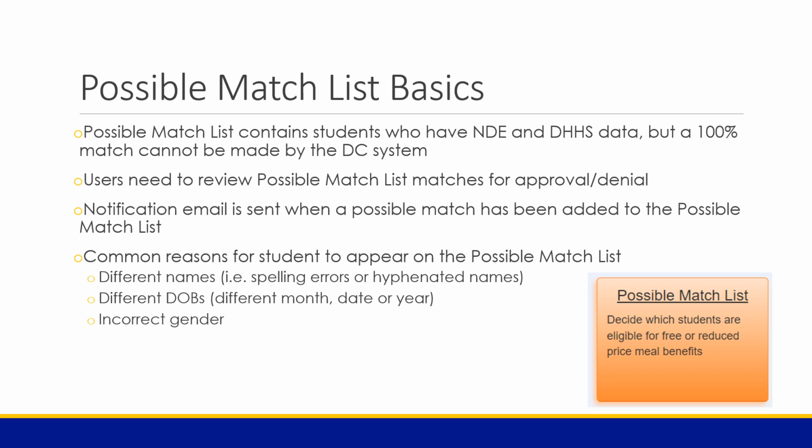Notification emails are sent when possible matches have been identified, and some common reasons for students to appear in the possible match list and not the verified match list include slight differences in their name, maybe a spelling error or hyphenated last names, possibly different dates of birth because of, again, a typo or entry issue, or the genders maybe not matching between the DHHS data and the NDE data. So that's why we ask school staff to evaluate those possible matches and make a determination on whether that student is in fact enrolled at their school.